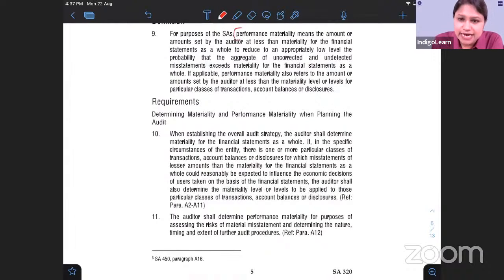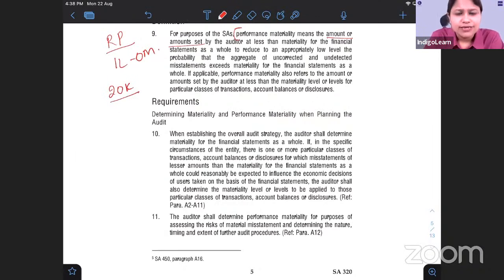Performance materiality means the amount or amounts set by the auditor. Amount or amounts. Why amount or amounts? Understand, for every item, you could not keep the same performance materiality. Suppose there is a transaction like related party, don't you think the risk is very high? Yes. So if you are keeping 1 lakh as your overall materiality level, according to my professional judgment, for related party transactions, I would start checking from 20,000 only. So depending upon the risk involved, the type of the information, the performance materiality could change from account balances to transactions. I would give importance to the risk, and because of which it could change.